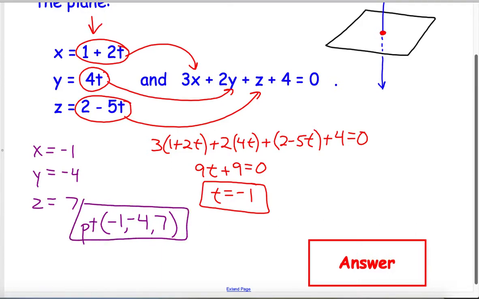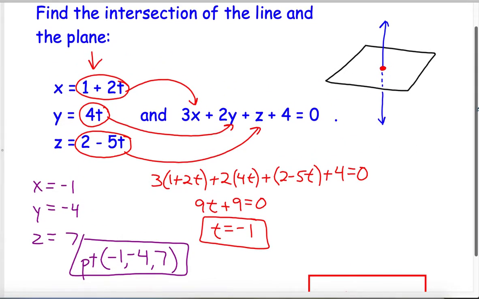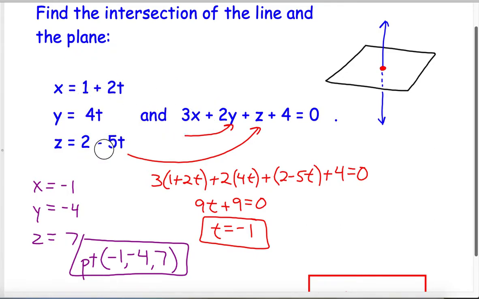Now, can I verify this? Sure, that's easy to do. I can go ahead, let's erase some of this stuff so it's easier to see what I'm plugging in here.